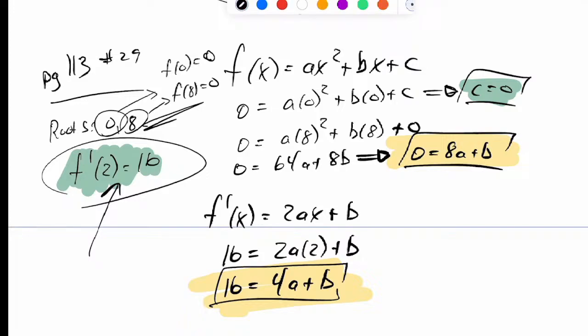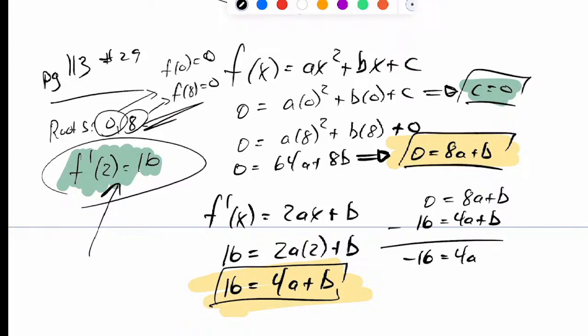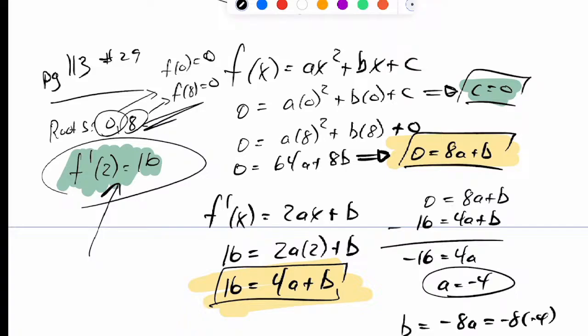I guess I'll just solve this. I can subtract these equations. I get negative 16 is 4a, or a is negative 4. And if a is negative 4, you can sub it into either equation and solve for b. b is negative 8 times a, which is negative 8 times negative 4, so b is 32. To summarize, your a value is negative 4, your b value is 32, and your c value, which you've already found, is 0.